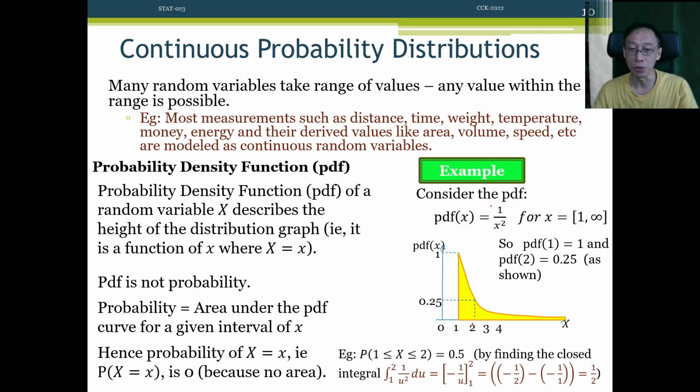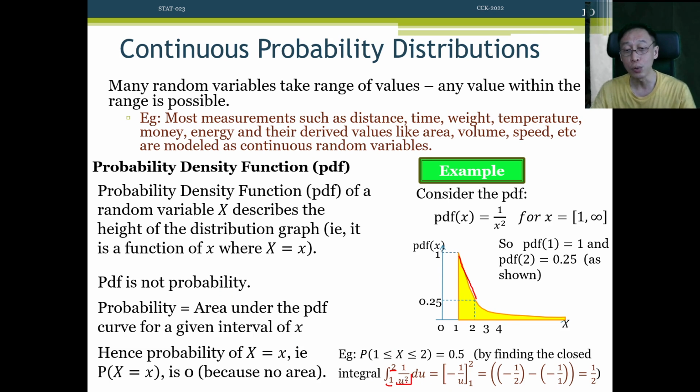And that's the integration part. So we will deploy this tool and say, let's integrate the PDF. To calculate the area, we want to integrate the area under the curve from 1 to 2, and that is integrate from 1 to 2 the PDF. The PDF is 1 over x squared, but the x is actually the x-axis, so we just replace it with another dummy variable.